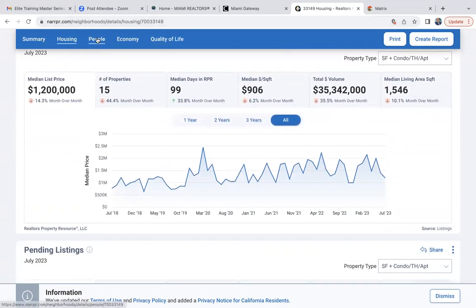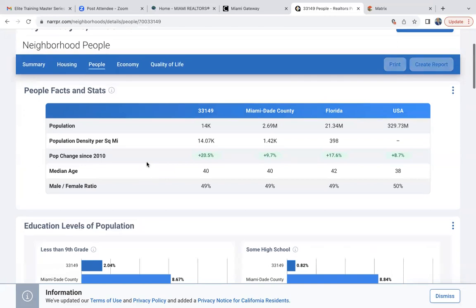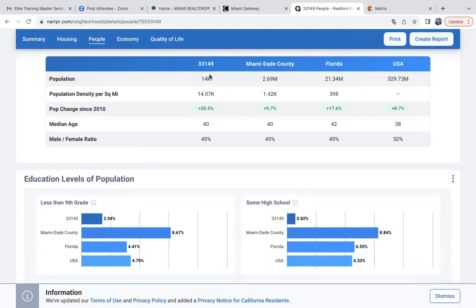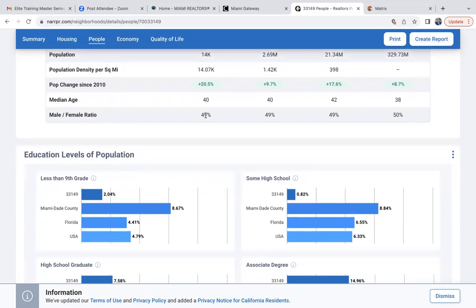You have people, so you can study the people in Key Biscayne. Right here, 33149 says the population in Key Biscayne is 14,000 people. That's 14,000 people per square mile, so it is not a highly dense population. The population increase in the last 13 years is 20.5%. The median age is 40 years old, and it's 49% male versus 51% female.